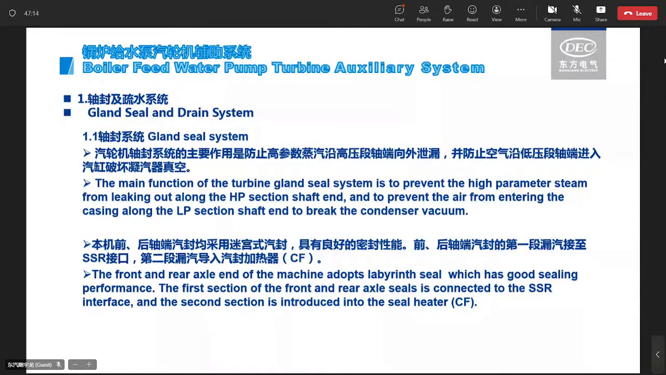The previous slide. CF is gland steam condenser. So you mean some are connected with the drain flash tank, and some will be connected to the seal heater, that is condensate heater, as Rabani Bhai told.